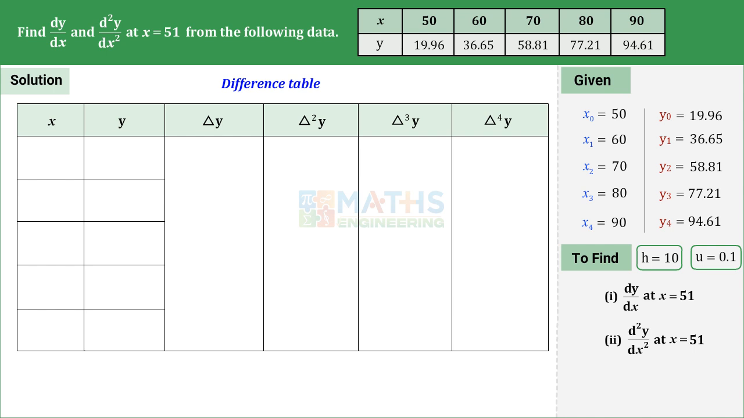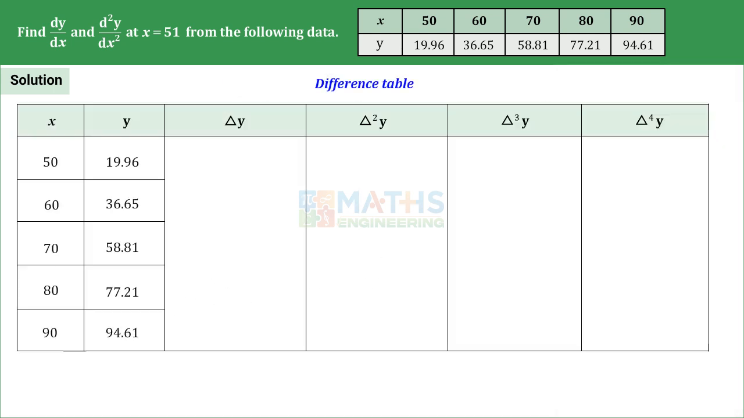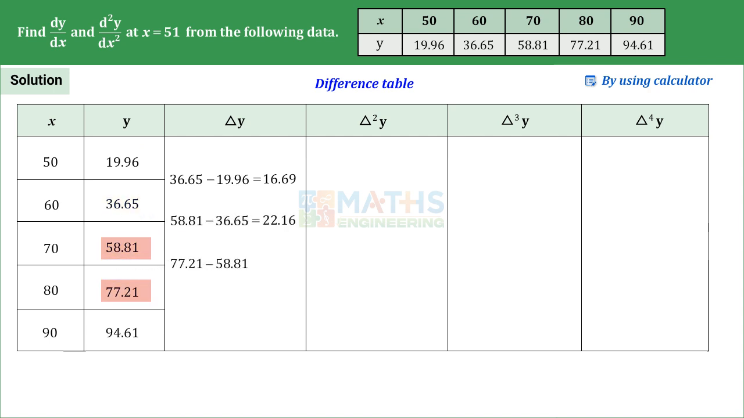Now form the forward difference table. We take x as first column and y value as second column. Shall we find the first difference? How to find that? First value y1 minus y0. Then y2 minus y1. Subtract carefully. Then y3 minus y2. Finally y4 minus y3.